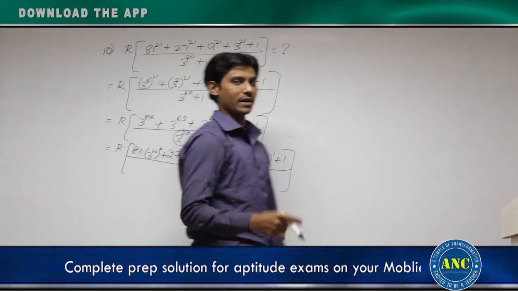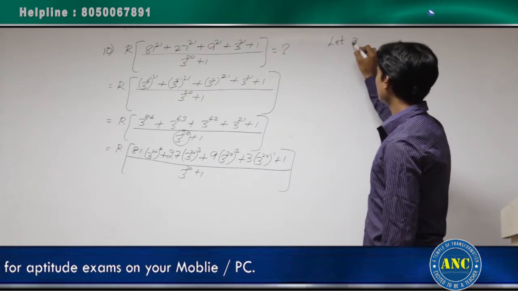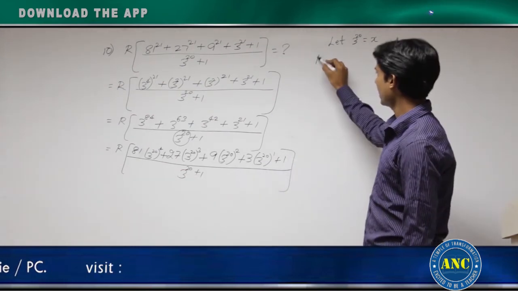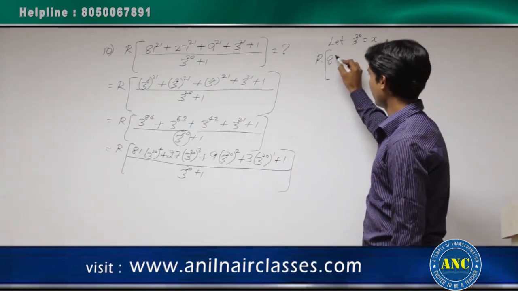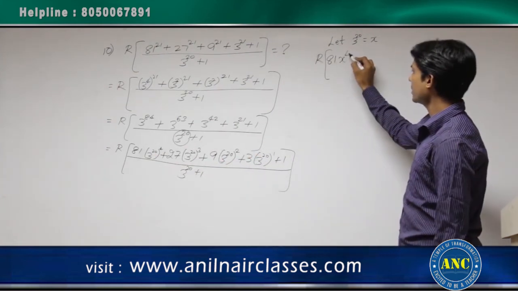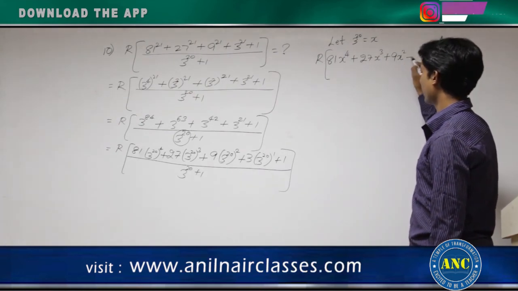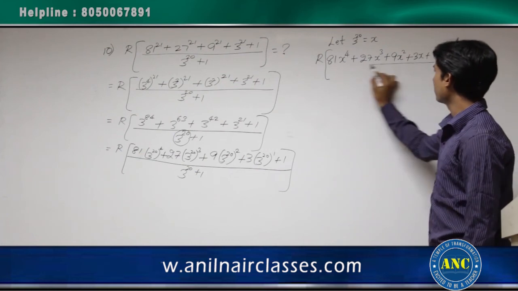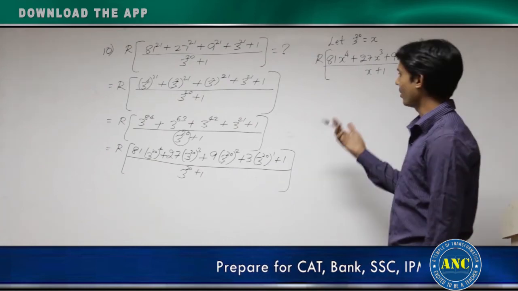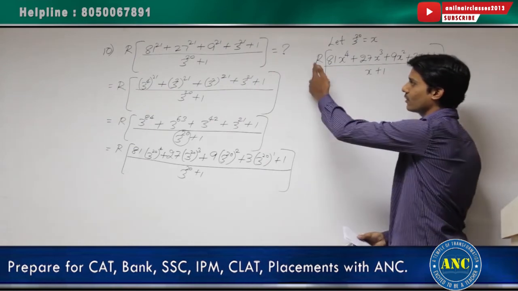Now, if you are wondering why we are doing it like this, see here, it's a beautiful way of solving it. I will take this 3 power 20 as x. If I take this as x, the entire expression becomes the remainder when 81 x power 4 plus 27 x power 3 plus 9x square plus 3x plus 1 whole thing is divided by x plus 1. Now it is a very basic question, like what we thought initially. How will you find the remainder for this?